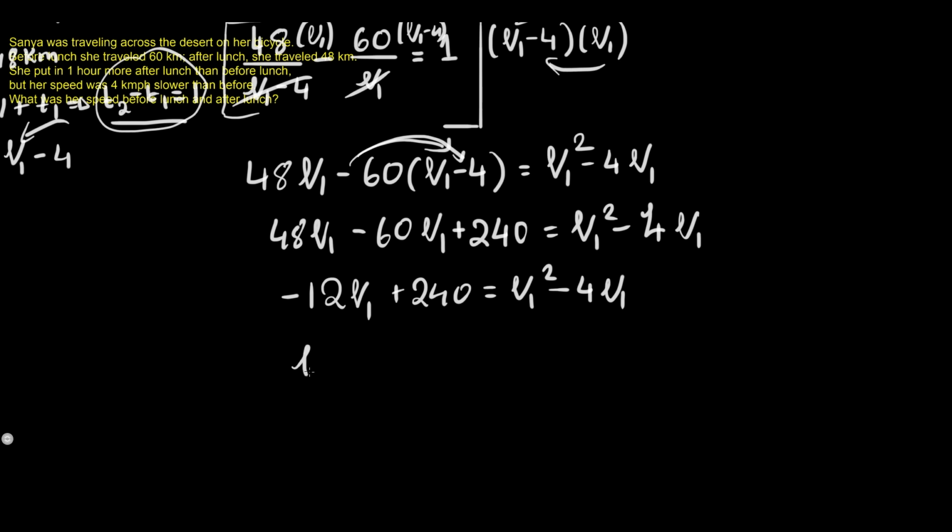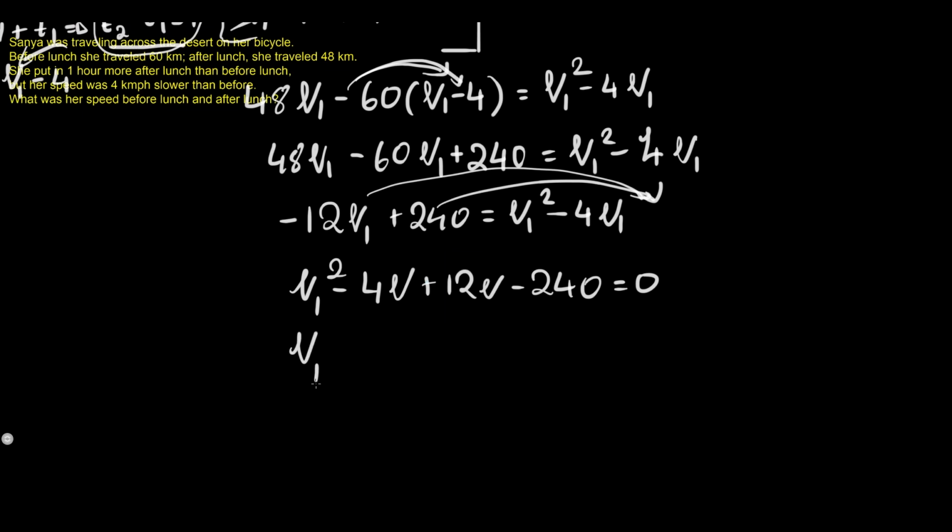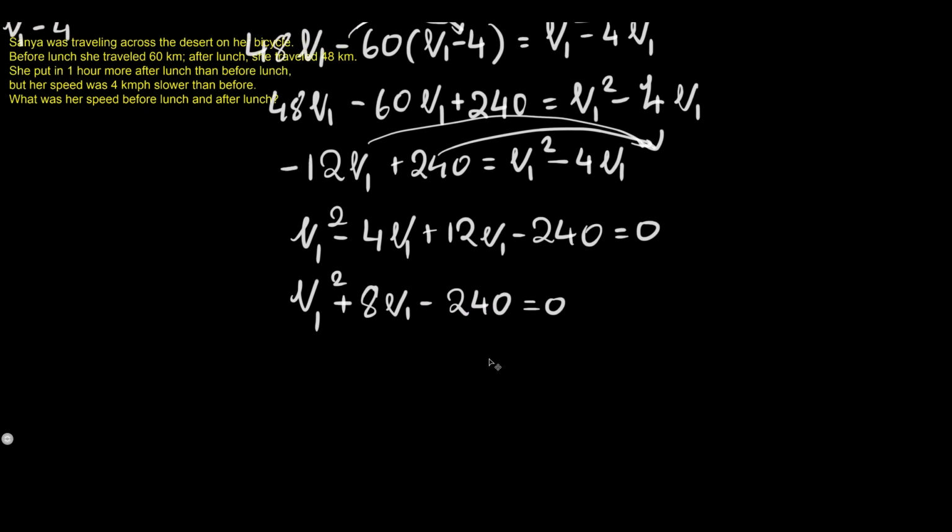Now what do we get? We need the quadratic in the standard form right now. So V1 squared plus 12 V1, and then minus 240 will give me 0. So I'm putting these two terms there, and putting the 0. Now let's simplify. That's going to be plus 12V. Sorry, it's not 12V, it's 8V1. V1 squared plus 8V1 minus 240 is equal to 0. Amazing.